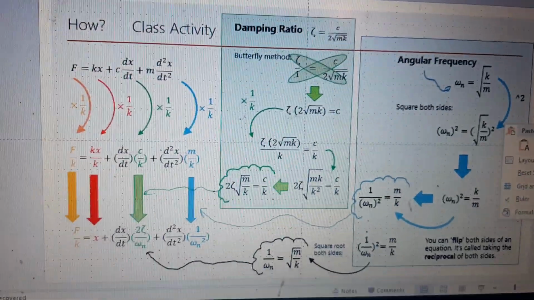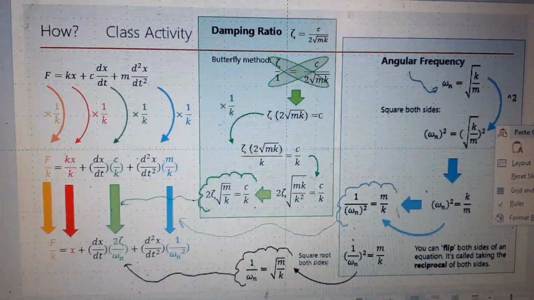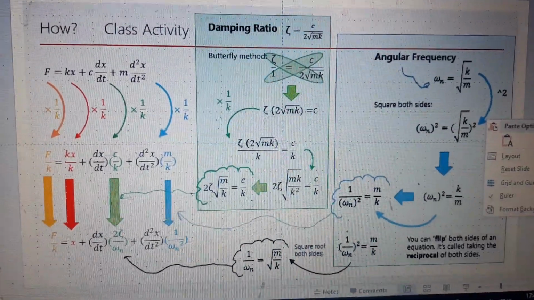I put the slide on Whitespace, and if you couldn't understand or you need me to explain it one more time, just let me know.